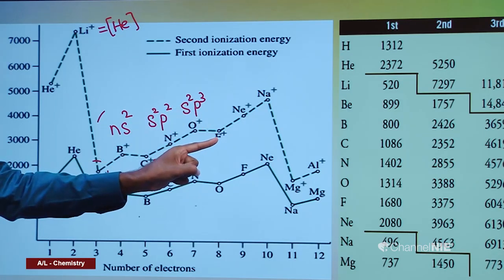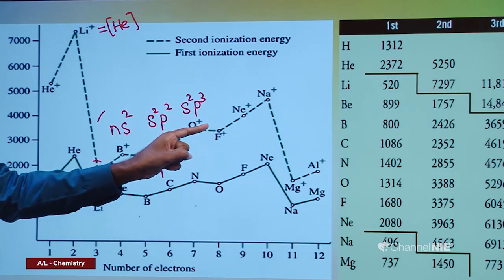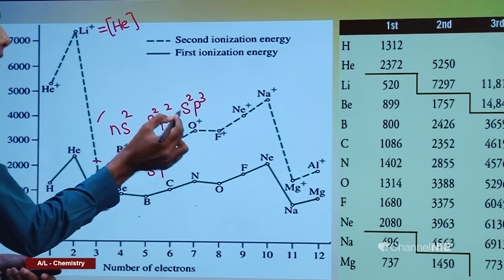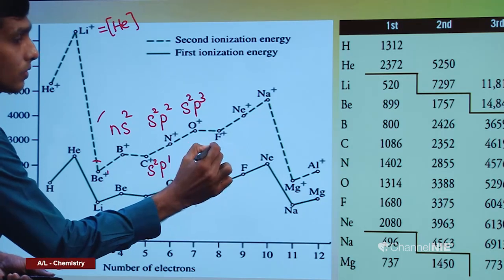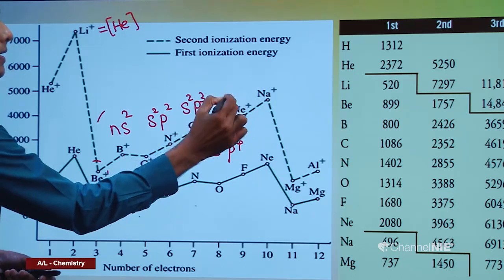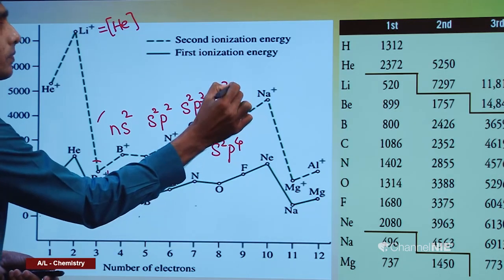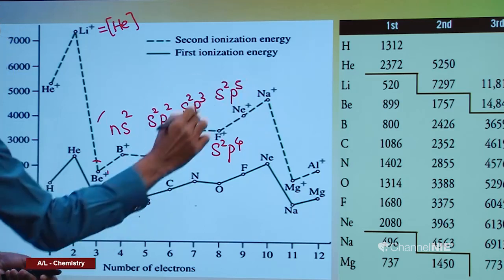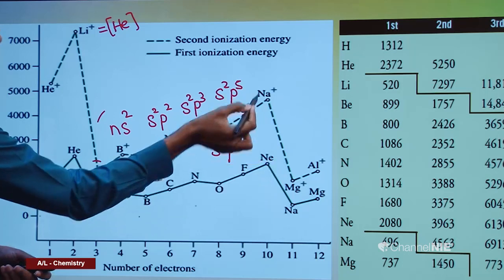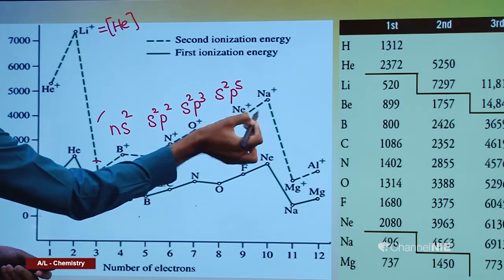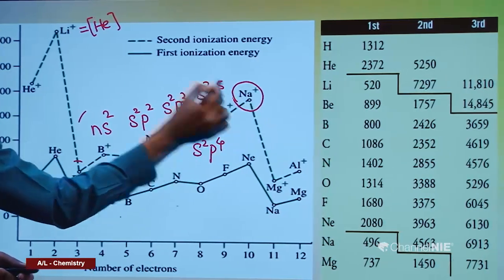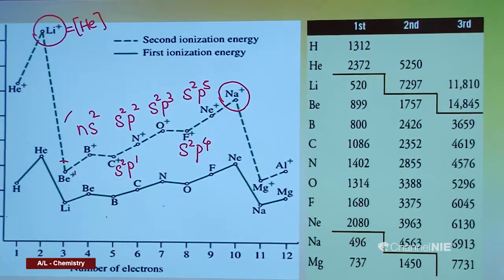Then when it comes to fluorine, when the second electron is removed, you have S2 P4. Therefore, its second ionization energy is slightly less than oxygen, S2 P4. Then neon plus ion is there, S2 P5. Then sodium, it is taken above neon because now sodium also has 10 electrons there. Sodium plus, we know, has a very high value because it has the noble gas configuration.